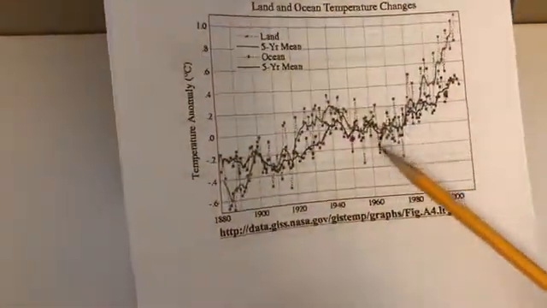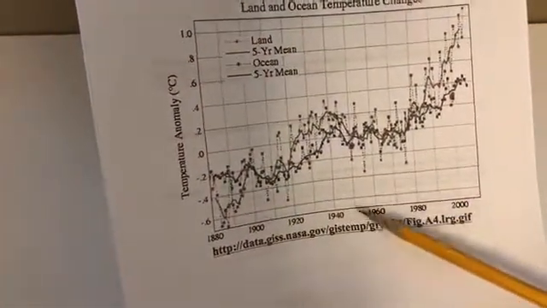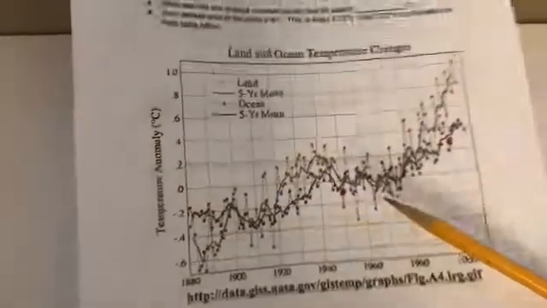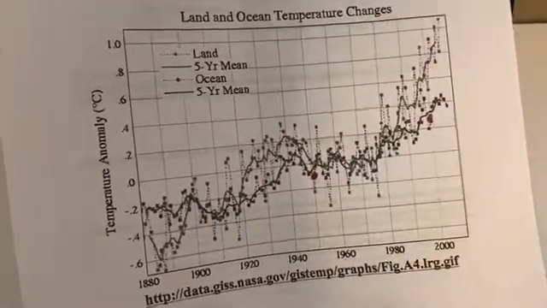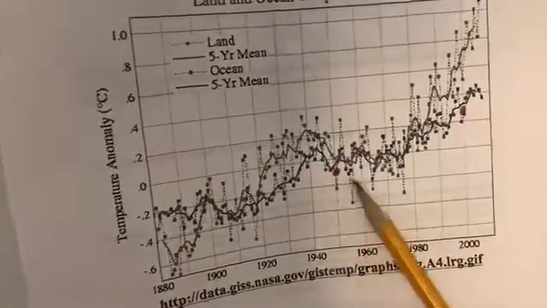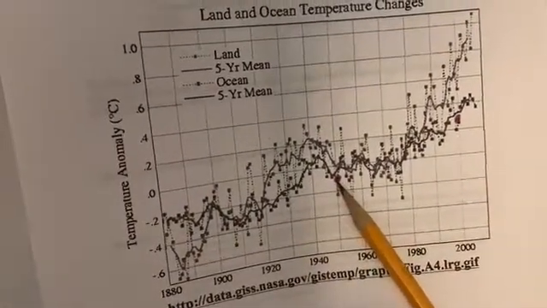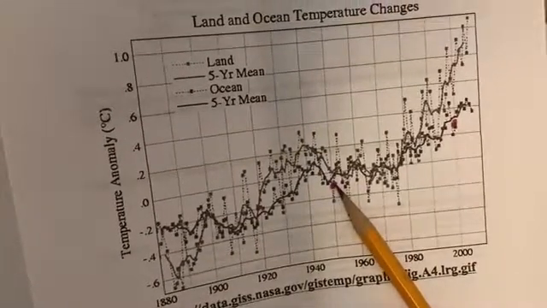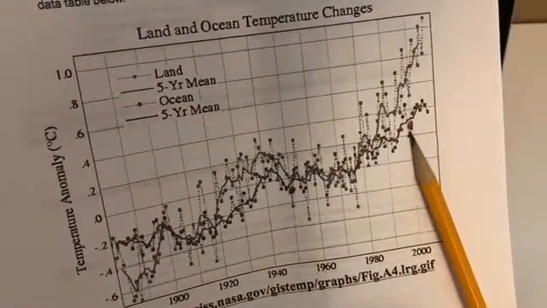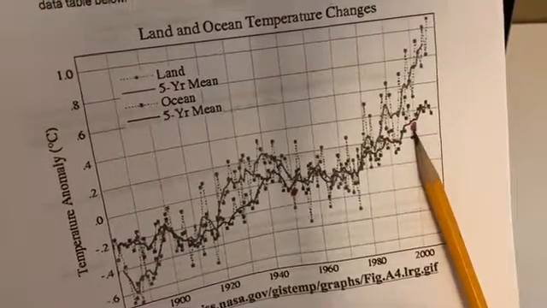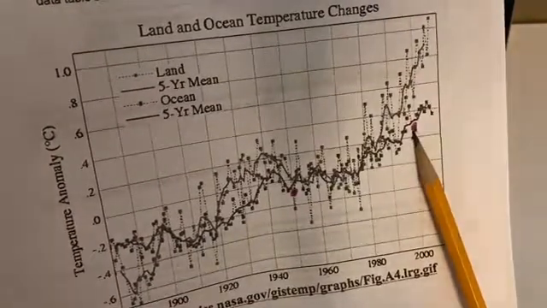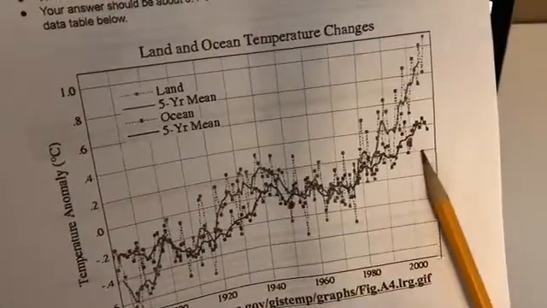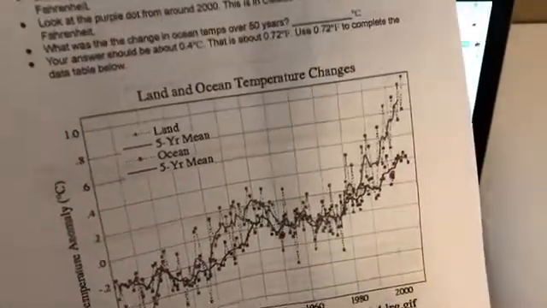So here is 1950, and here is the first purple dot. I made it purple for this video so that you guys could maybe see it a little bit better, but it's this big dot here. So it's negative 0.1. And then here in the year 2000, after 50 years, it is positive 0.3. So that's an increase of 0.4.